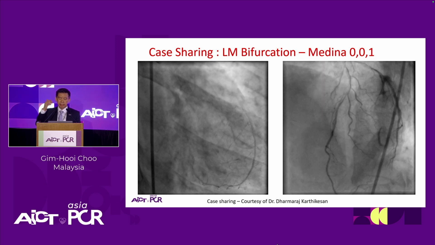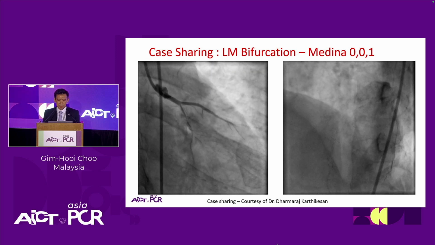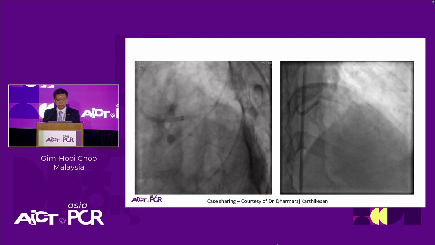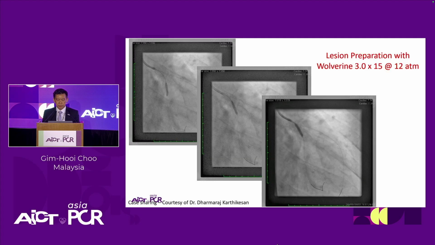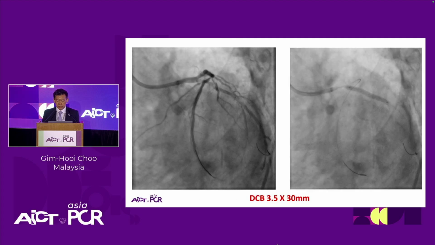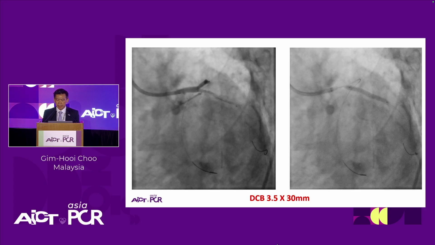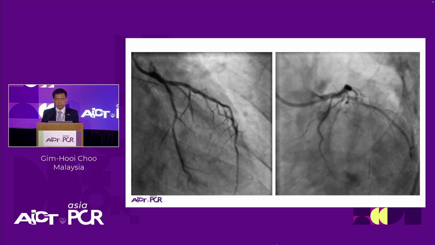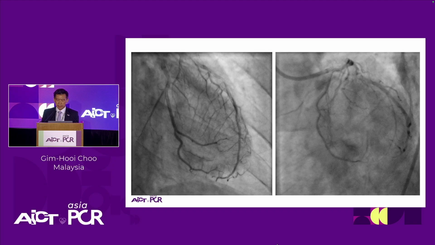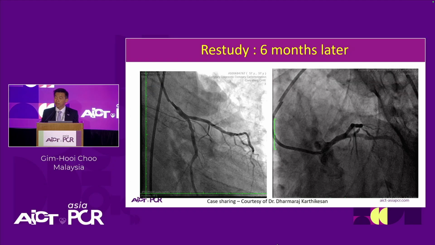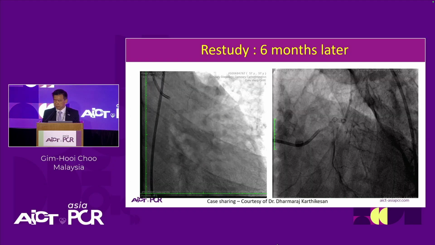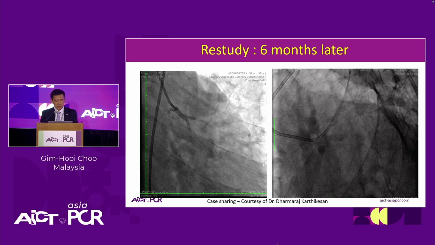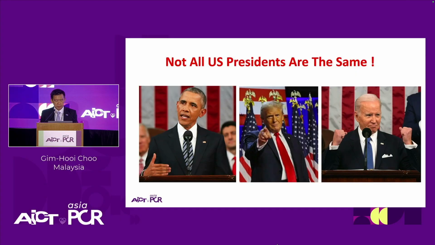Here is a Medina 0-0-1, a left main bifurcation, long disease in the circumflex, prepared. This is again another view, prepared with a cutting balloon. Fairly good preparations, and DCB is applied, 3.5 by 30. This is the final result at the end of the procedure, and you come back 6 months later, see how the vessel grows. Makes it much easier than having to put a stent across the left main to the LAD.